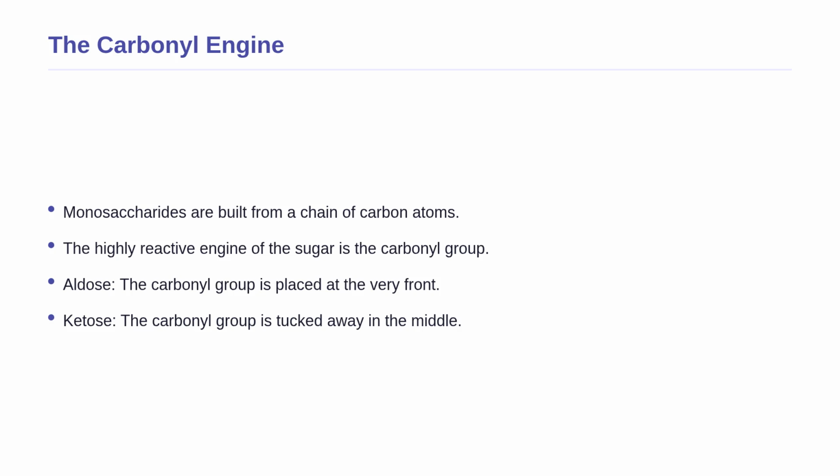Now that we know what we are studying, let us start with a simple analogy. Imagine a long freight train carrying cargo. The way that train operates depends entirely on where the engine is placed. In biochemistry, simple sugars, or monosaccharides, are like these trains. They are essentially chains of carbon atoms, and their reactive engine is a chemical cluster called a carbonyl group.